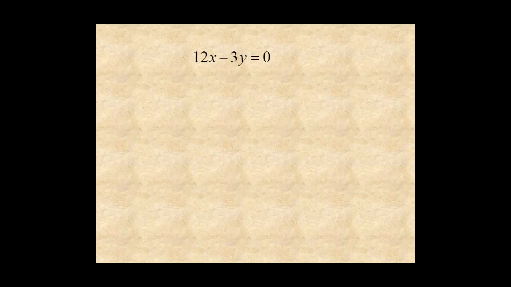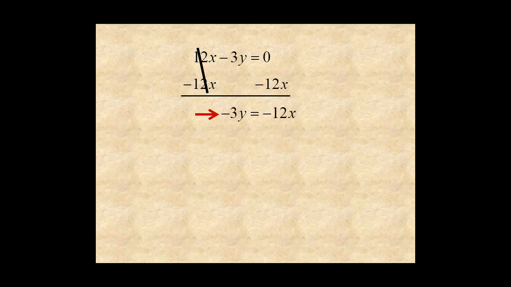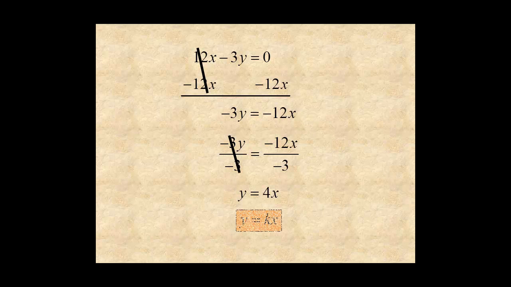In order to determine whether or not an equation is a direct variation, solve for the y variable. For this example, begin by subtracting 12x from both sides. Then divide both sides by negative 3. Since the equation has the form y equals kx, the equation is a direct variation.